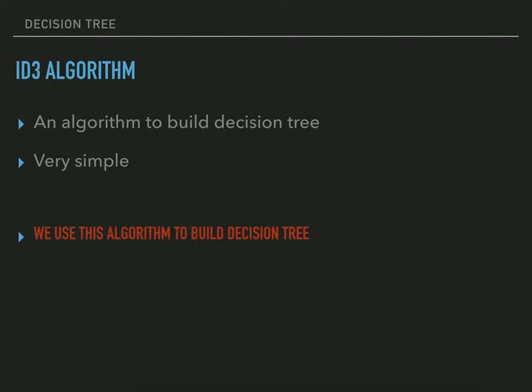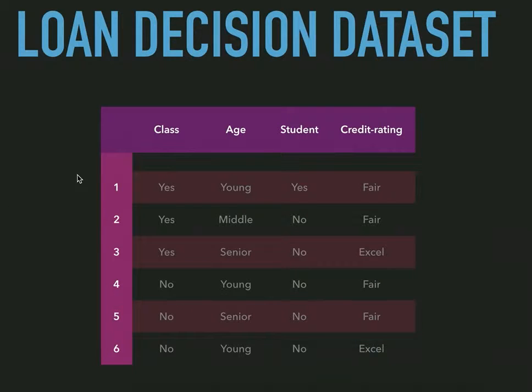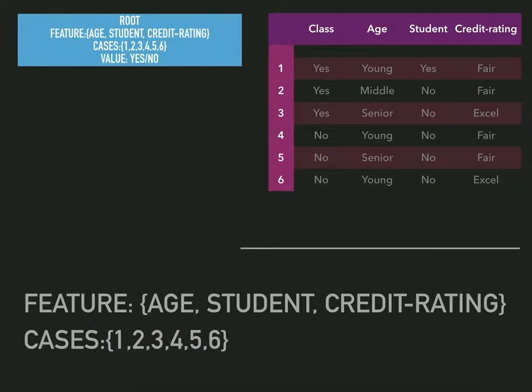So how can we build a decision tree? In reality, there are many different algorithms used to build decision trees. However, in our project, we will use ID3 because it is a very simple and straightforward algorithm. To understand how ID3 works, we will consider a very simple dataset, loan decision. It has three different attributes, age, student and credit rating, and 6 different cases. In order to build our decision tree, we will first create the root node which has all the features and cases of our dataset.